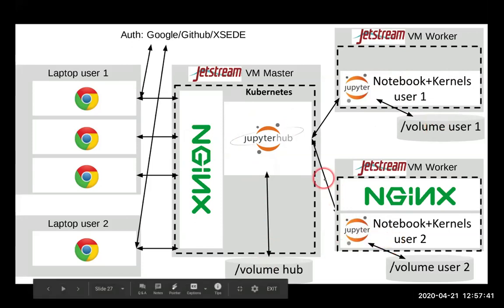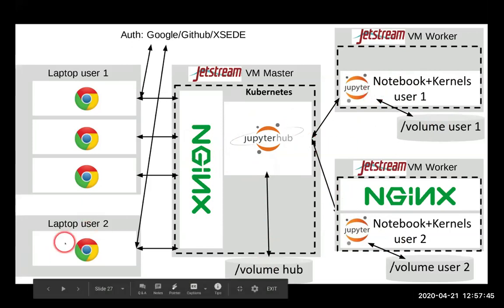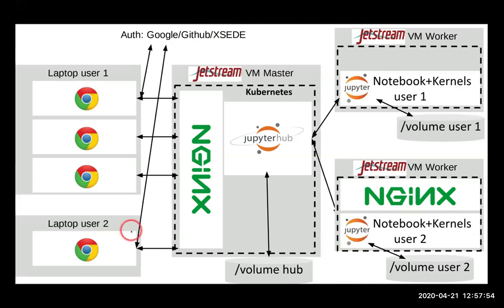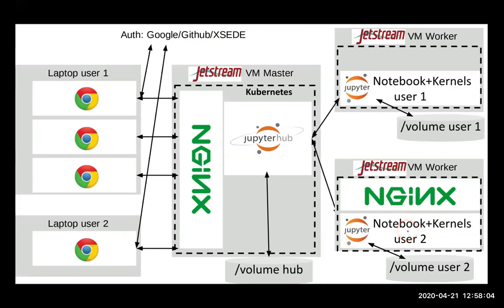And then all of this routing is handled for you, so that once user 2 connects to here, authenticates with Google, GitHub, or XSEDE, whatever, and once they are authenticated, they are connected. So another pod is spawned for them somewhere on the network, and they are running over there.